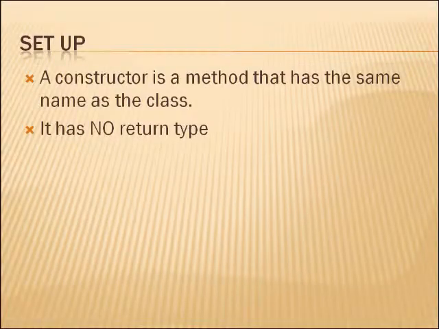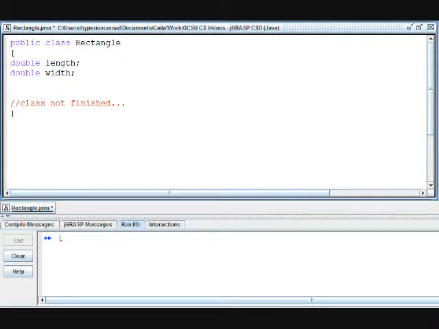Setup. A constructor is a method that has the same name as the class. It has no return type. In this demo, we have started out with the class Rectangle, and we've declared two variables, double length and double width.